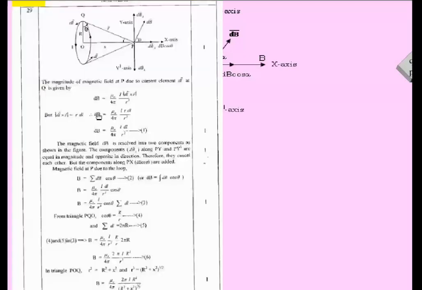So here the scheme of valuation is like this. For this diagram, 1 mark, and for this dB is equal to mu naught by 4 pi, I dl by r square, for this equation it is 1 mark, and for the explanation it is 1 mark. It means here y components are cancelled, x components are added. And B is equal to mu naught by 4 pi, I by r square, cos theta summation of dl, this carries 1 mark, and for the final expression it is 1 mark.